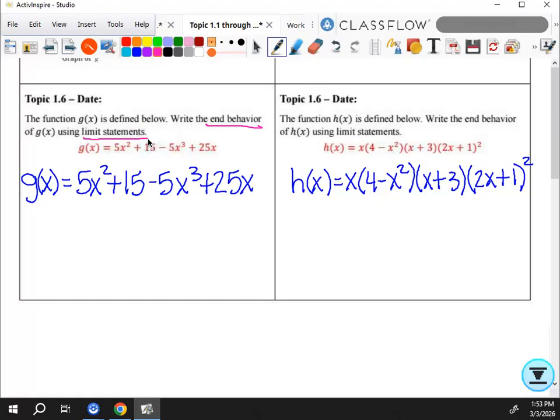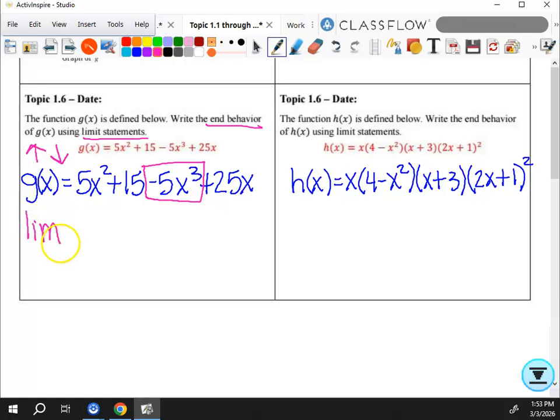I heard some people explaining it to each other, which is good. We look at the leading term, which is not necessarily the first one, but it's got the highest exponent. So this is my leading term. That is an odd degree and a negative leading coefficient. Since the leading coefficient is negative, the right-hand side goes down. And since it's an odd degree, the left-hand side is opposite. So that tells you exactly what we need to write.